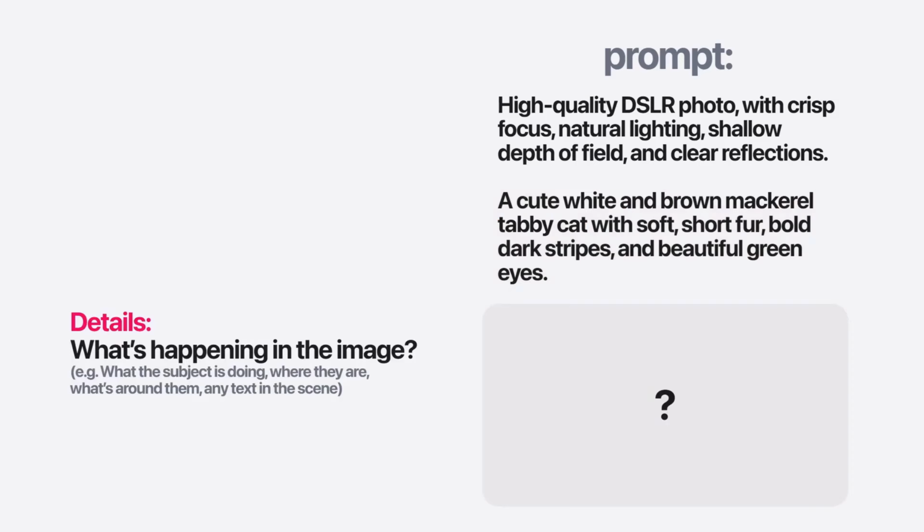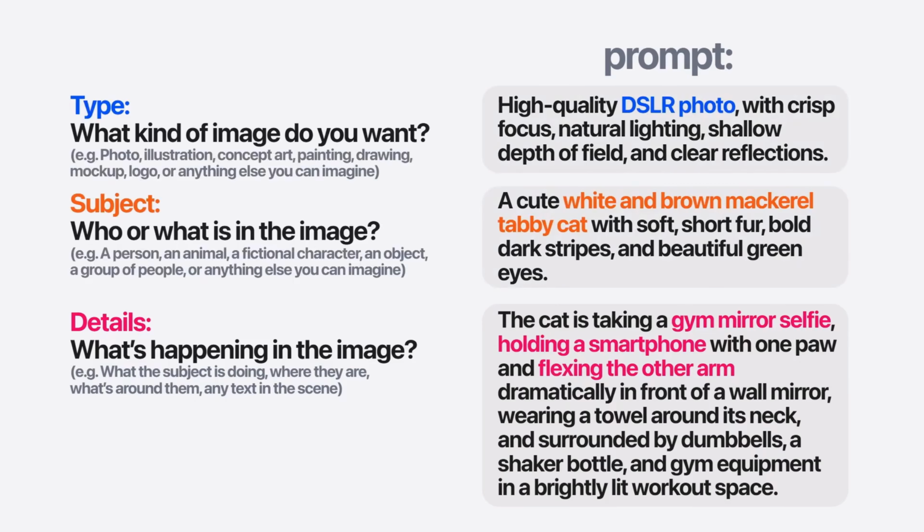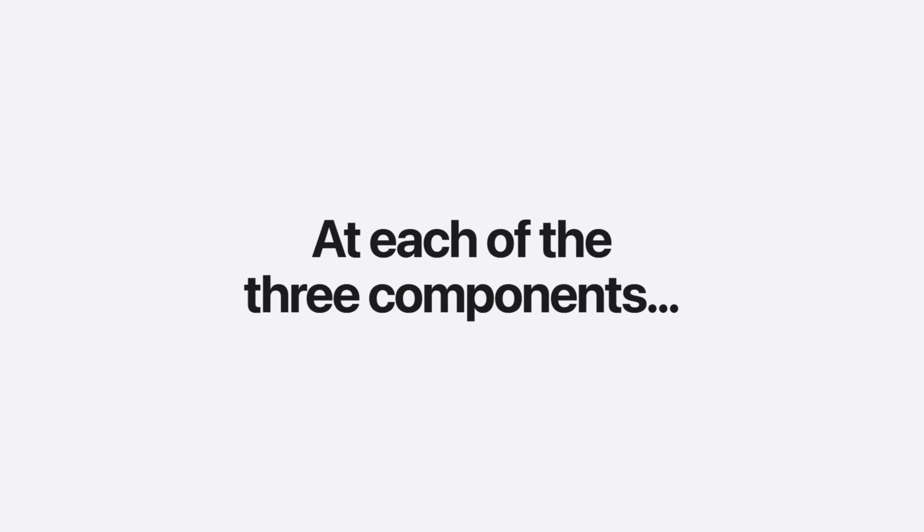Next, we want to give ChatGPT the details. We want to tell ChatGPT what's happening in the image. And in this example, the cat is taking a gym mirror selfie, holding a smartphone with one paw and flexing the other arm, and so on. So when we put everything together, you can see that our prompt consists of the 3 components: TSD, the type, the subject, and the details. And this is the image that we get. Now let's take a closer look at each of the 3 components.